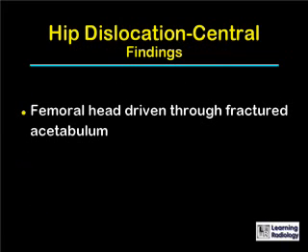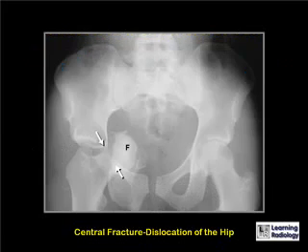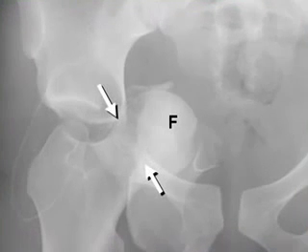These are serious injuries. Findings include the femoral head driven through the fractured acetabulum. The leg on the affected side may be shortened, and there are fractures of the acetabulum, the femoral neck, and the femoral head. This is an example of a central fracture dislocation of the hip. You can see that the acetabulum has been split and that the femoral head, labeled F, now lies inside the true pelvis.